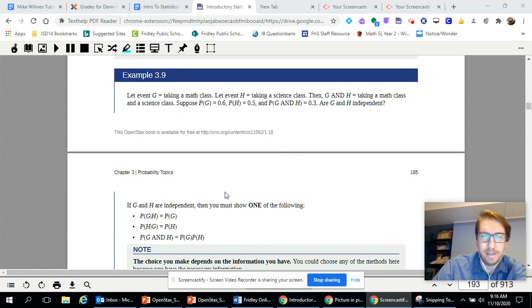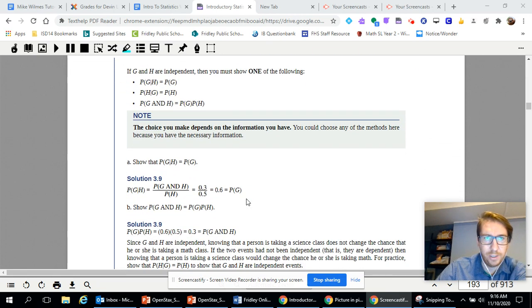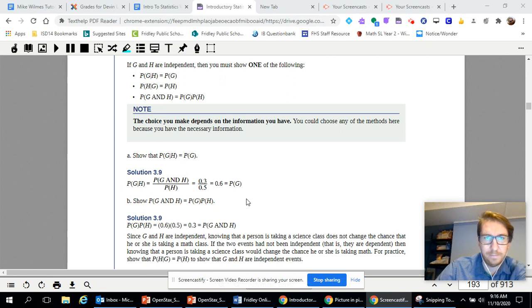So to find out if events are independent, we just need to show one of the following. Probability of math given science is equal to the probability of math. So science would have no impact on that situation. Probability of science given math is the probability of science. And another way we could do it is the probability of math and science is equal to the probability of math times probability of science. So we're going to use each of those and show how all of them actually work for the situation.